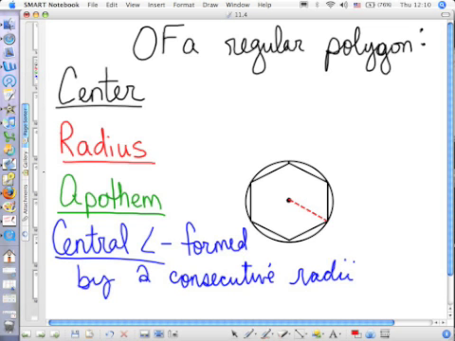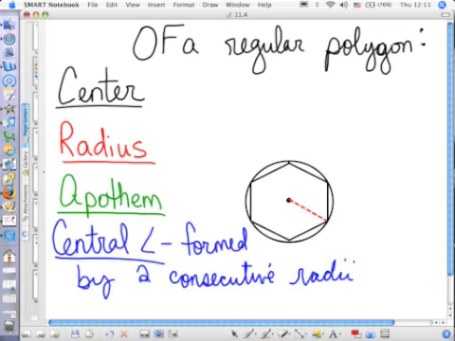And since it's inscribed in a circle, the radius of the circle is the same as the radius of the polygon. Now, how many radii would a polygon have? This one would have 6 because it has 6 angles. An octagon would have 8 because it has 8 angles. So, that's why we draw the circle, to help us identify the center and the radius.